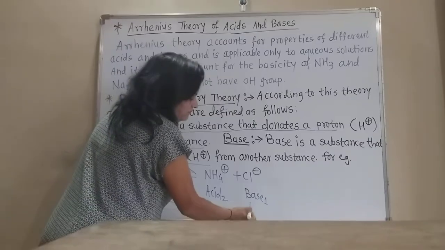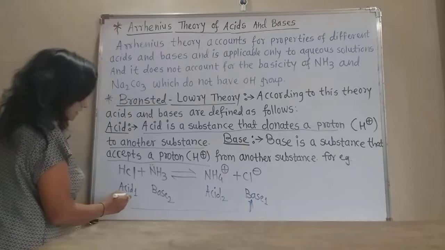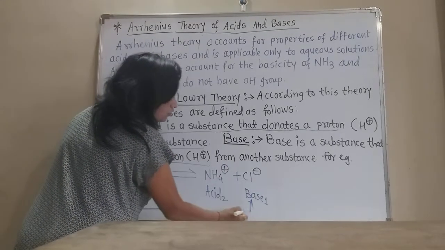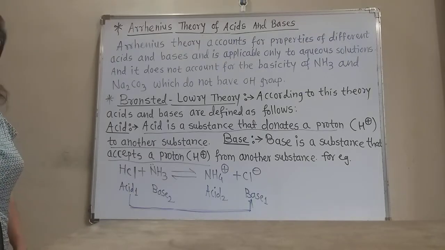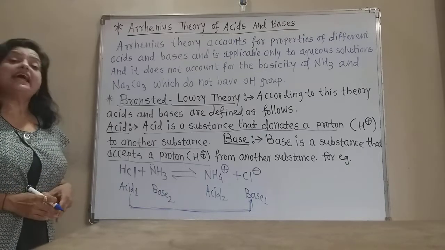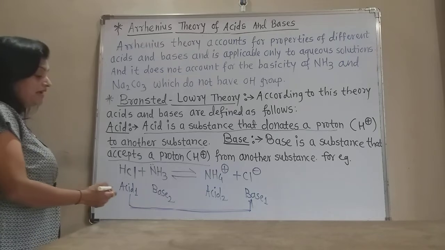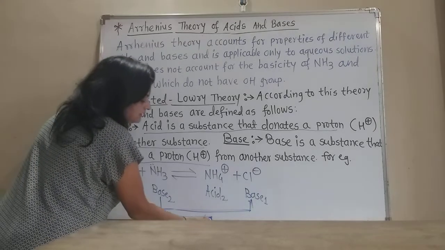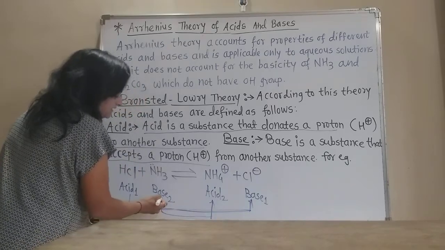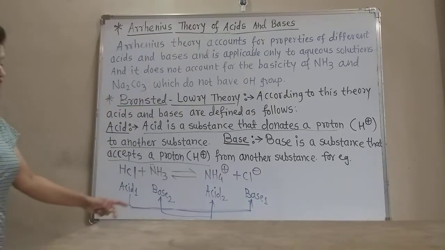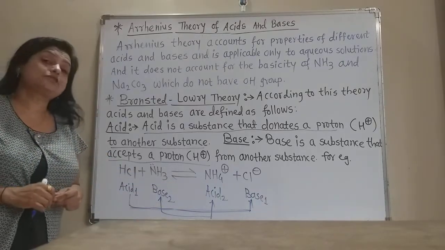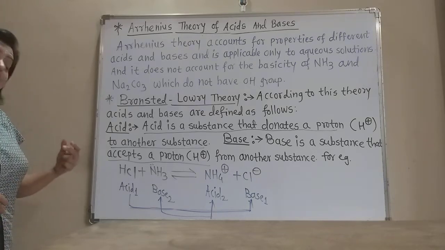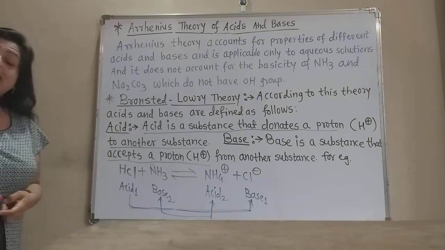Now, this acid 1 forms the base 1. This acid 1 and this base 1 are conjugates, that is, self-generated acid-base pairs. Conjugate means self-generated acid-base pairs. And this base 2 can form this acid 2. That means this is also a conjugate acid-base pair. So, two different conjugate acid-base pairs are formed during the reaction in this Bronsted and Lowry theory.